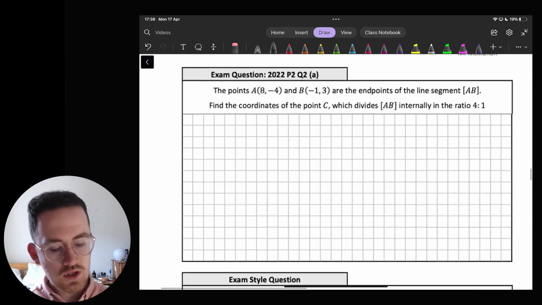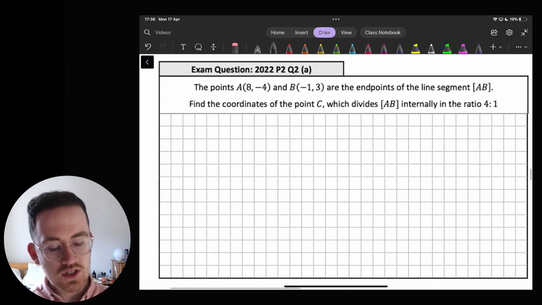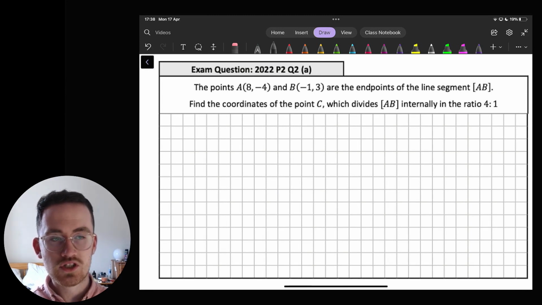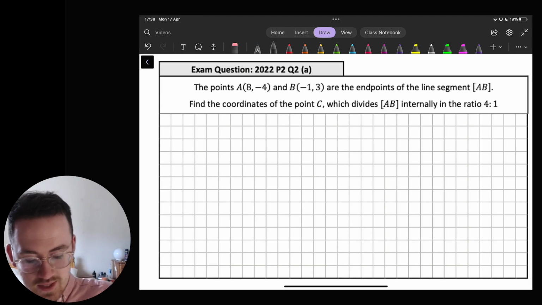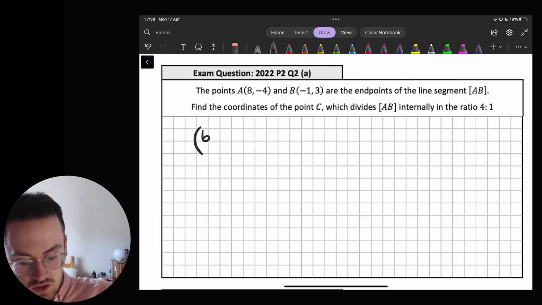So looking then at some exam questions, we have 2 exam questions here to look at. The points A and B are the endpoints of the line segment AB. Find the coordinates of the point C, which divides AB internally in the ratio 4:1. It's quite a nice question, really. All that they're requiring you to do is to use your formula. They've given us all the information.